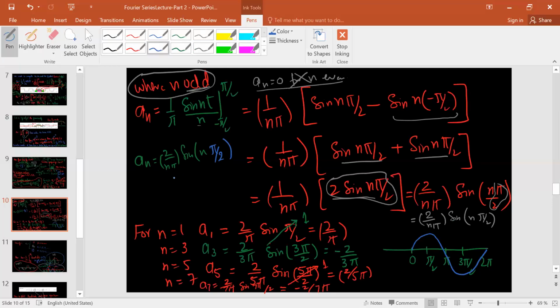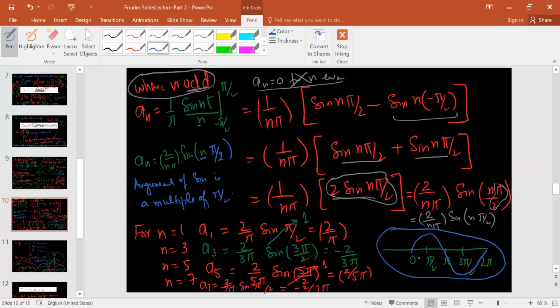So I can say that the argument of sine is a multiple of pi by 2 because n represents the multiple. So it's a multiple of pi by 2. So when the argument of sine is a multiple of pi by 2, we need to look at the sine. And let's look at the sine here. So here is the sine that we are looking at. And it continues definitely and continues after.